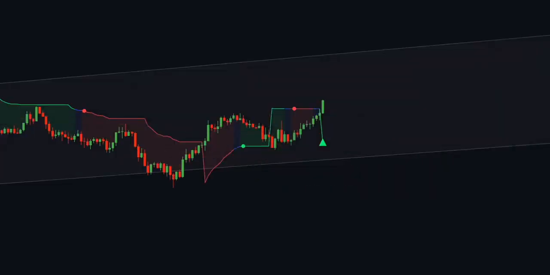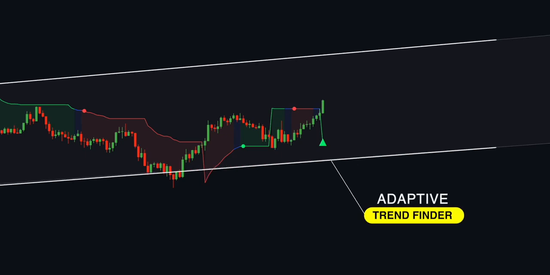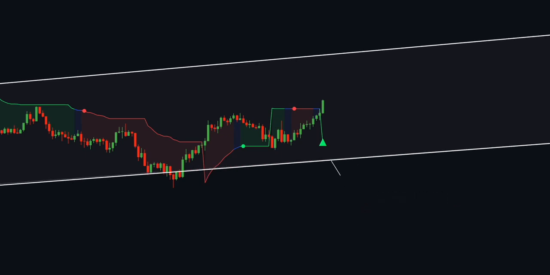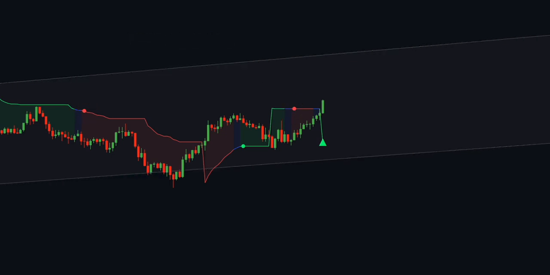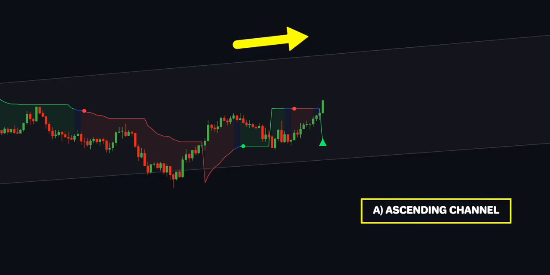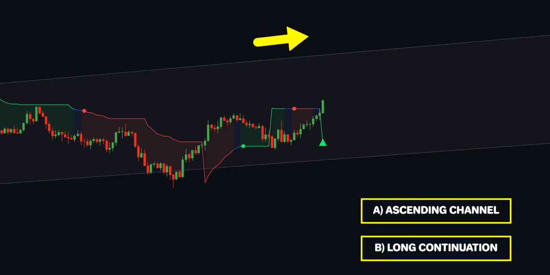Here's an example of how you can use the Supertrend AI indicator in your trading. For this strategy, I installed the Adaptive Trend Finder as a secondary confirmation tool and set the channel to long term. This indicator will cancel all Supertrend AI signals that go against the prevailing trend. Here's how it works. You buy if A, the channel is ascending. B, the Supertrend AI produces a trend continuation buy signal.